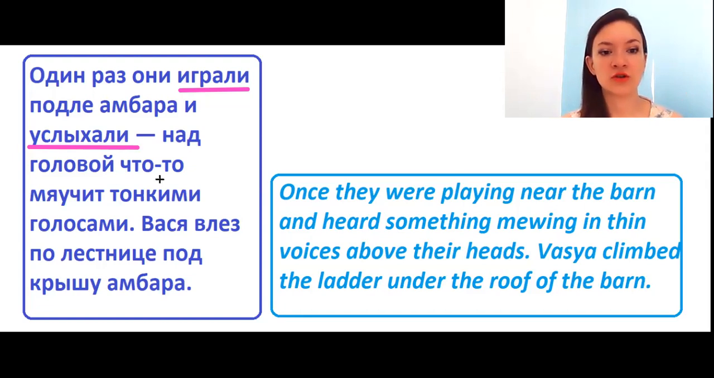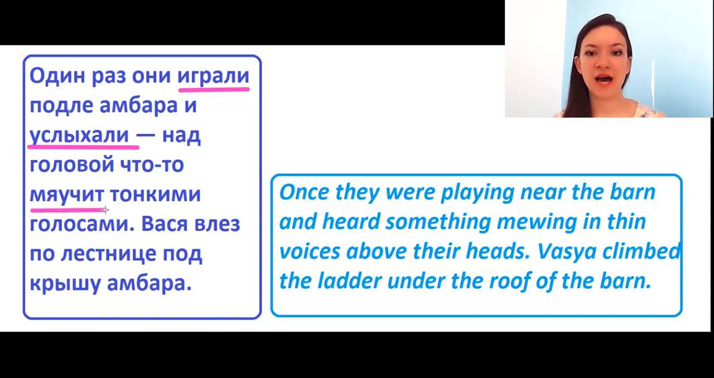Над головой что-то мяучит. So the cat in Russian says meow. It means meow, I think in English, meow. And we have the verb мяукать. Yeah, so над головой что-то мяучит. It means it was the process of making this meow sound, yeah? It was a long time. Again, that's why we use imperfective verb here.